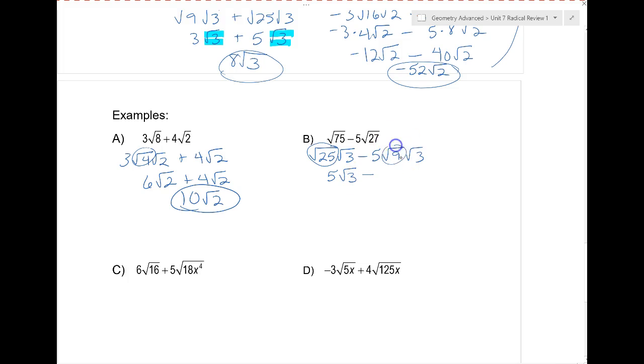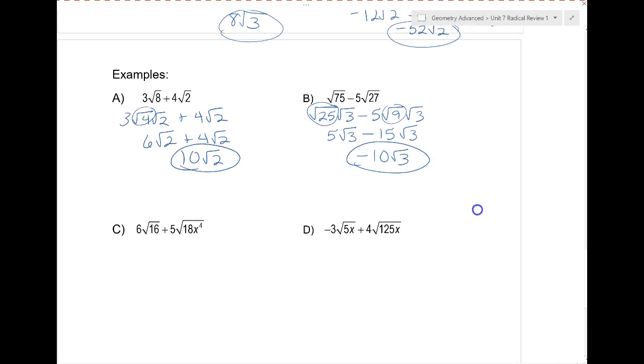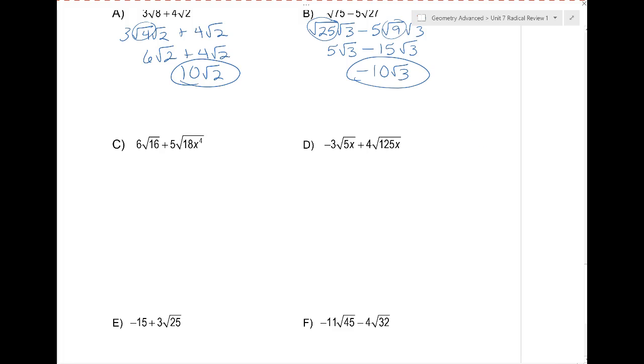Well, what's the square root of 9? All right, that's 3. So 3 times 5 would be 15 root 3. So 5 root 3 minus 15 root 3 is what, my friends? A negative 10 root 3. All right, let's see if we can keep cranking these out really fast.